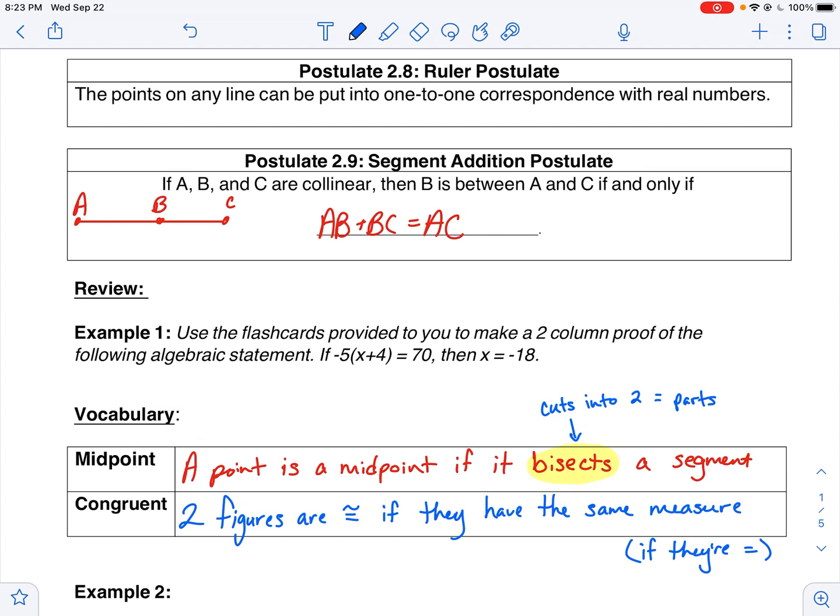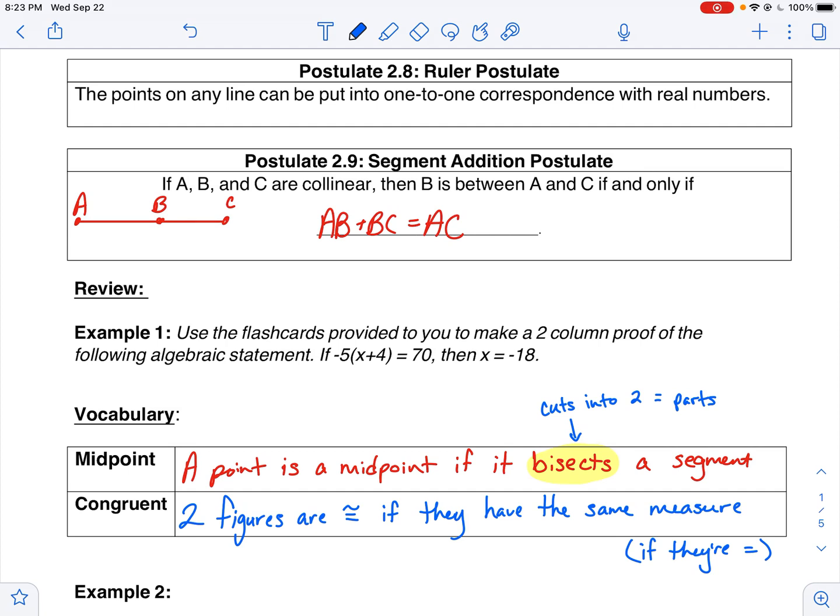Postulate 2.8 is our ruler postulate, and that states that the points on any line can be put into one-to-one correspondence with real numbers. Basically, that says that the real numbers can all fit on the number line, but we already knew that, and we really don't use it a whole lot, to be honest with you.